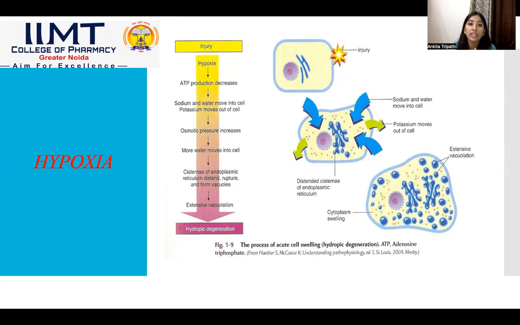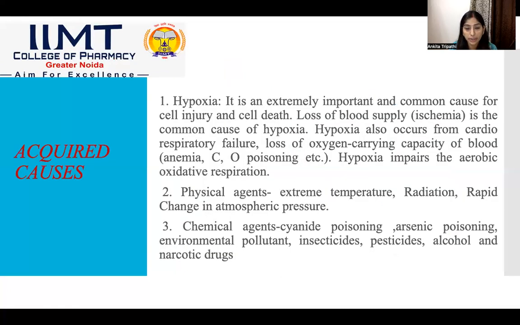When ATP production decreases, it inhibits the sodium potassium ATPase pump, which leads to sodium and water moving into the cell, which causes swelling, and potassium moves out of the cell to maintain equilibrium. Once sodium and water enter the cell to a great extent, it causes an increase in osmotic pressure. Ultimately, the cell swells. When the swelling gets severe, it also leads to degeneration or disruption of the cell membrane. This is how hypoxia causes cell injury.